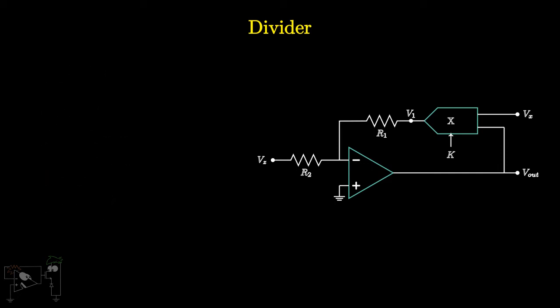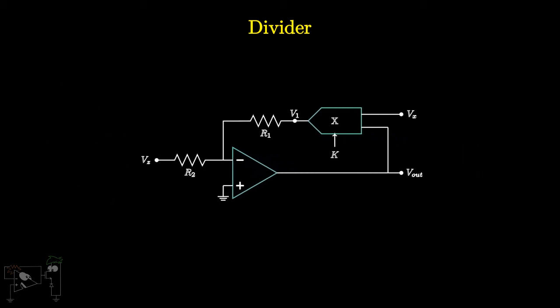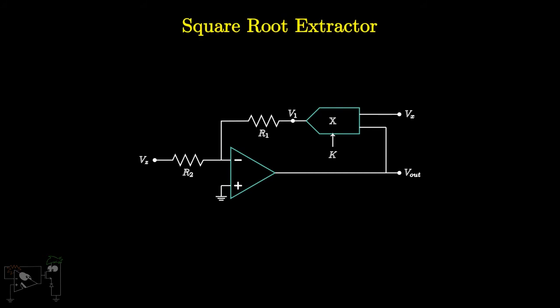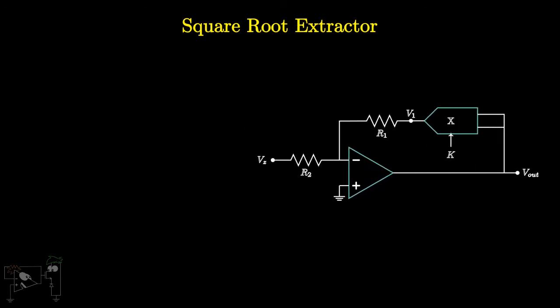The next application is a square root extractor, which can be obtained from a divider circuit by feeding Vout to both inputs of the multiplier. Using the formula of the divider, we get Vout equals minus kR1 by R2 into Vz by Vout. Rearranging, we get Vout is equal to the square root of minus kR1 by R2 into Vz.